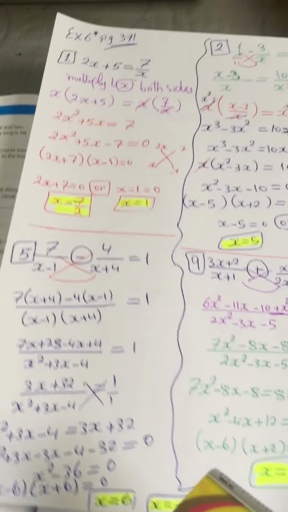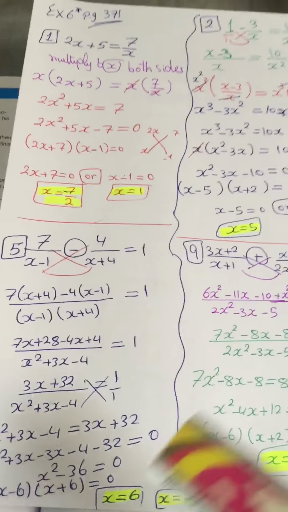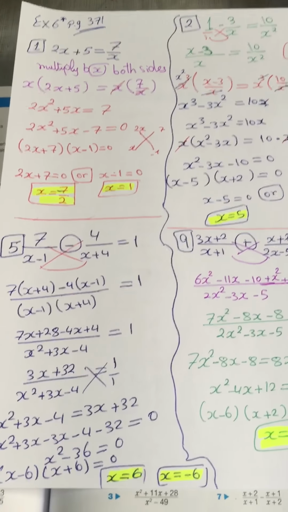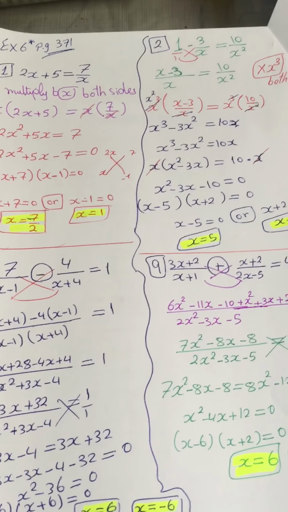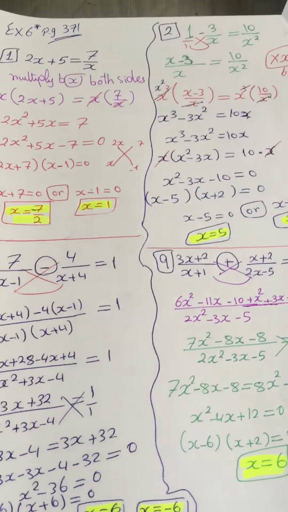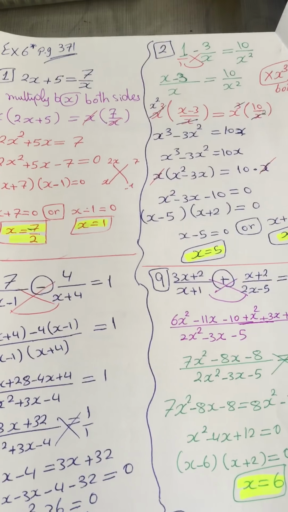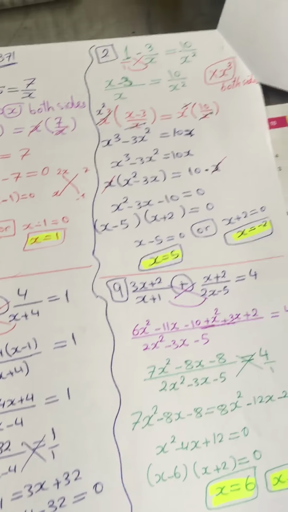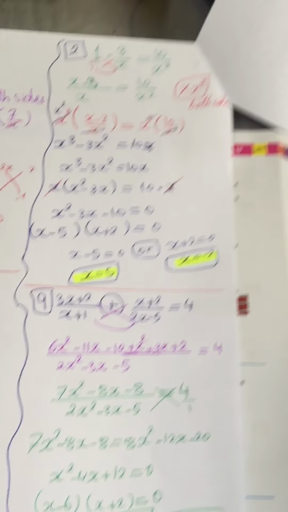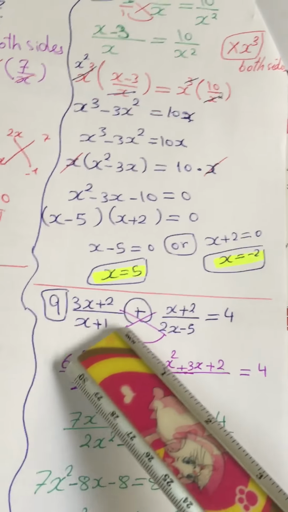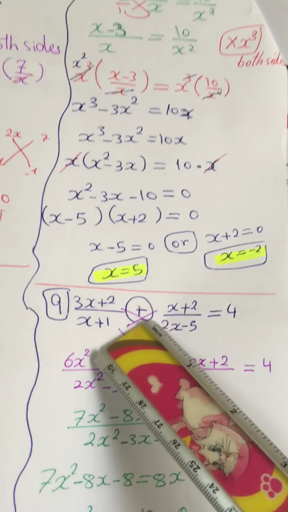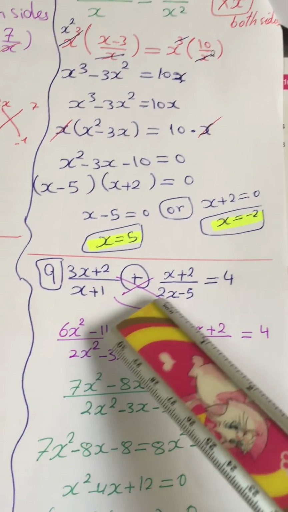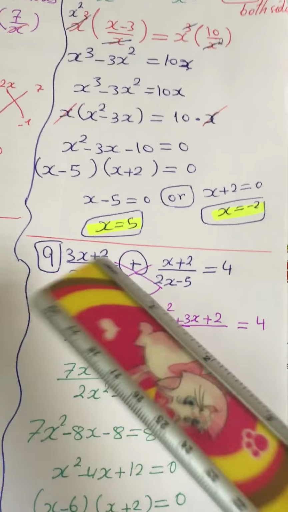As you see, this depends upon the old information, how we can solve a fraction, how we can solve an equation. As you see, math is like a chain, the rings connected with each other. We cannot separate them from each other. So here I'll take number 9. I have two fractions added to each other and the other side is 4.